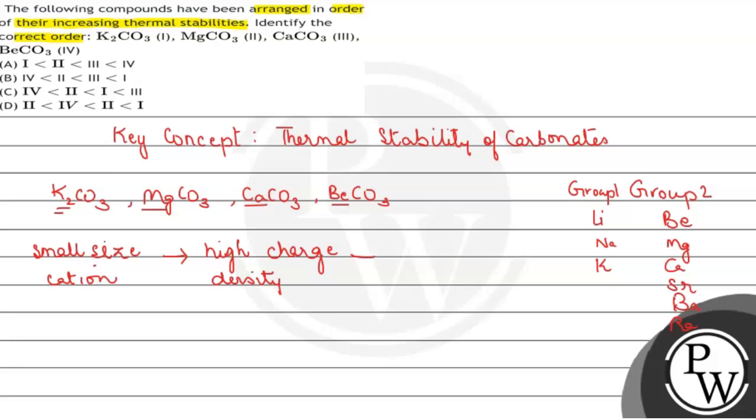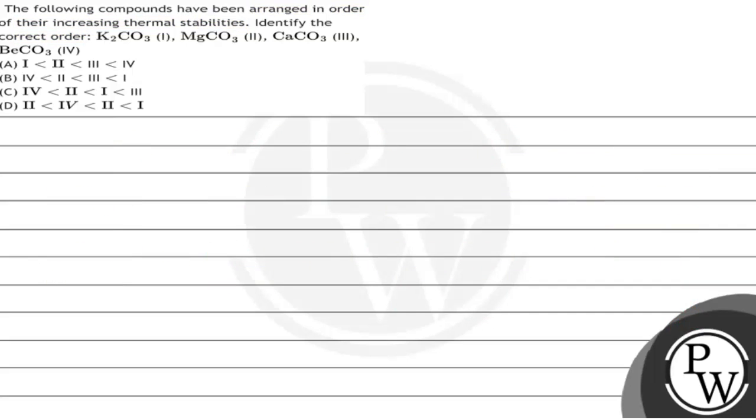Now a high charge density will cause more distortion of the anion that is coming in the vicinity of the cation, and in this case it is carbonate anion. तो जो cation हमारे पास present है that will attract the negatively charged carbonate ion and will polarize it.